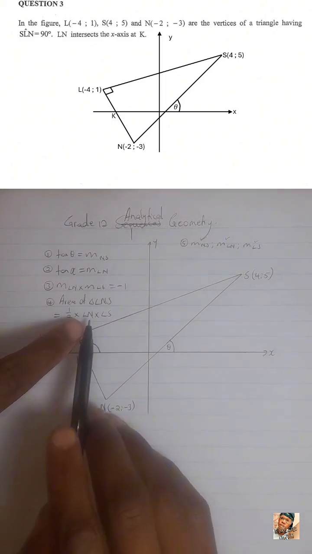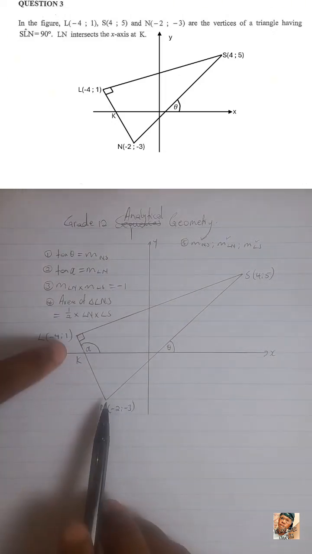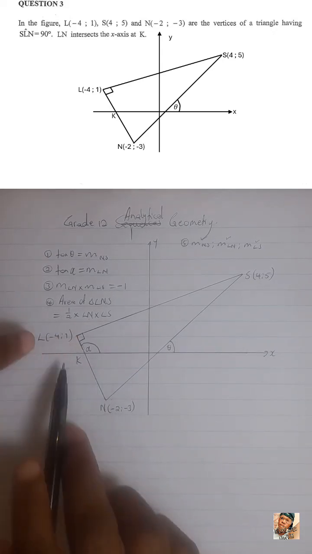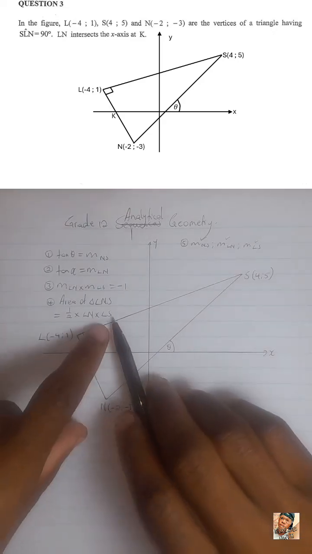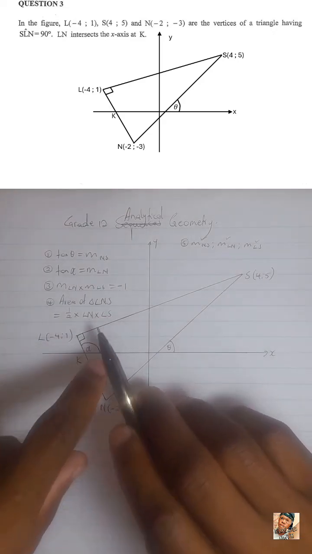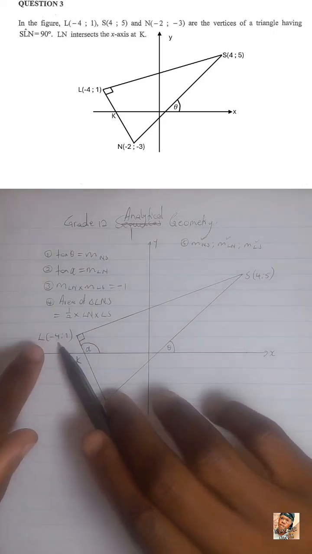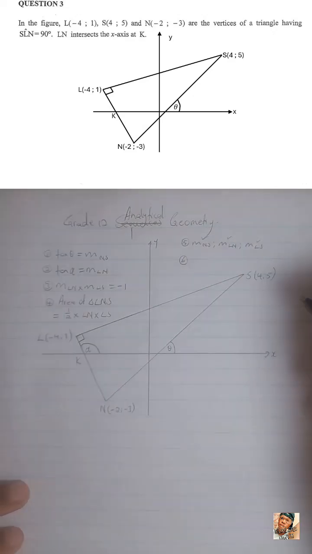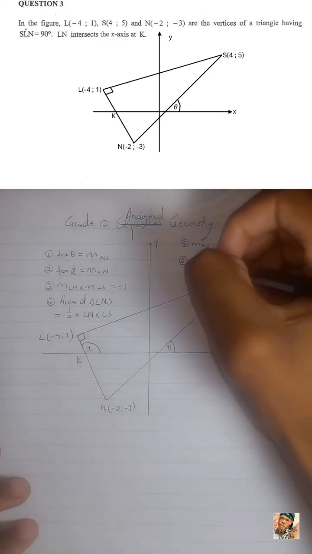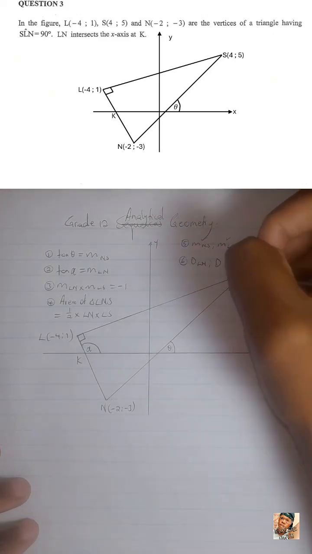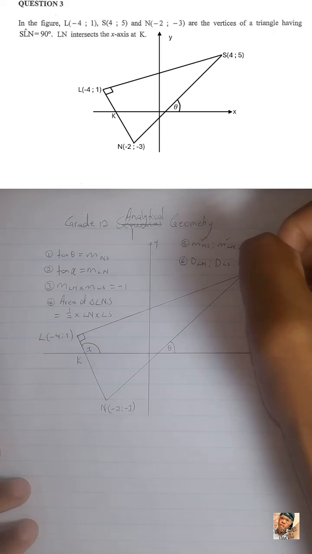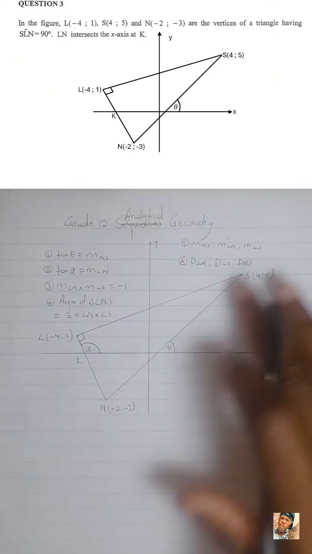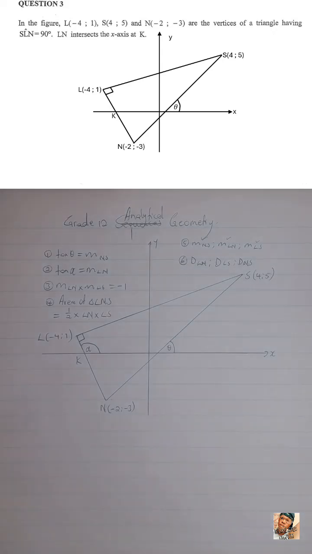That means we're going to need to find the length of LN, which is possible because we have the coordinates of both L and N. We also find the length of LS, because we have the coordinates of L and S. Therefore, number 6 is going to be finding the distance, or the length. The distance of LN, the distance of LS, and the distance of NS. So these 6 things are what you need to expect to apply in this diagram.